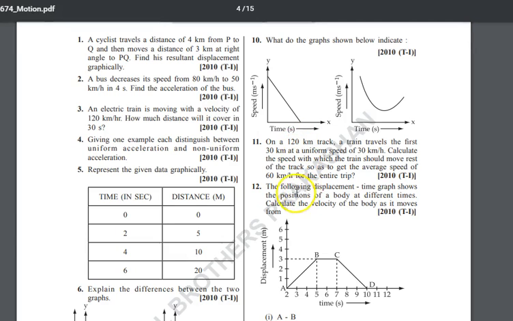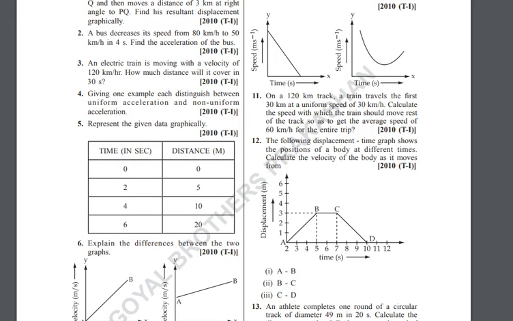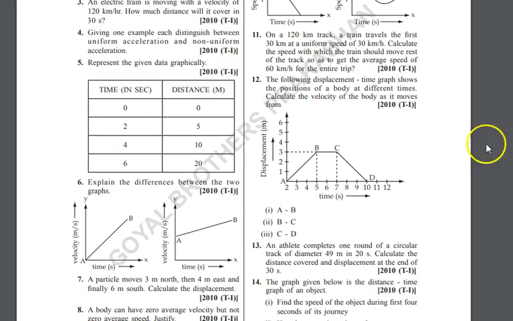Now, this question 12. The following displacement time graph shows the position of a body at different times. Calculate the velocity of the body as it moves from A to B. What are they asking? The velocity. Velocity is equal to, what is the formula? Distance by time, or displacement by time.